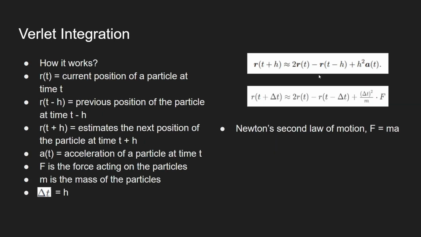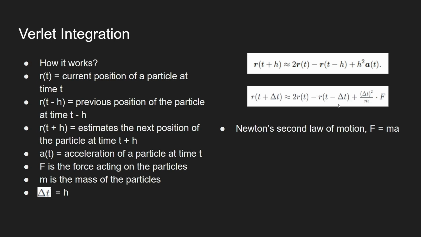This is the formula used to calculate Verlet integration, which is to predict the next position of the particle. So r(t) here is the current position of the particle at time t, and h here in this case is a time step. So r(t) minus h here is the previous position of the particle, and r(t) plus h here is the next position of the particle as the time is increasing. So a(t) here is the acceleration of the particle at time t, and F is the force that's acting on the particles. So it can be gravity, it can be wind, or it can be another external force. And m here is the mass of the particles. And this is how Newton's second law comes into play here.